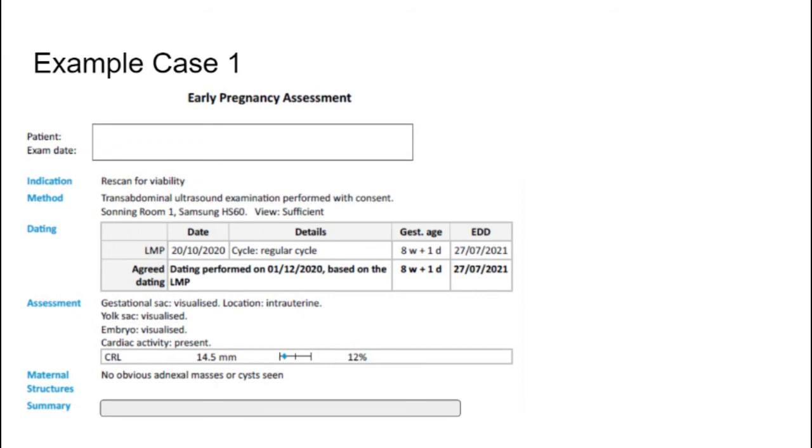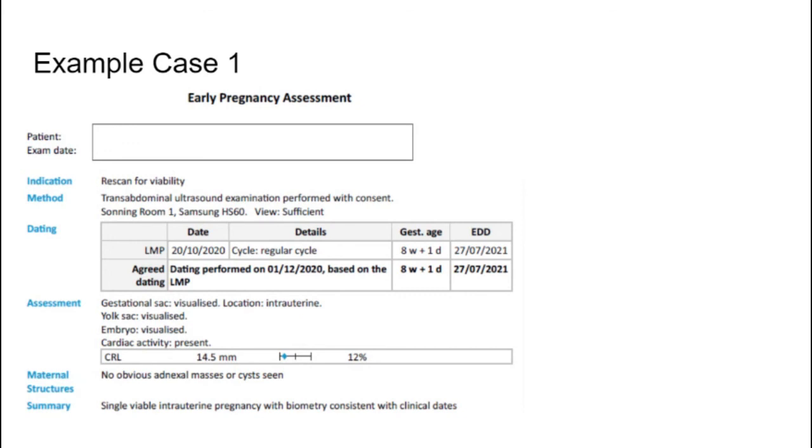They've commented that they can't see anything else obvious, no cysts or anything else. So the summary for this report is a single viable intrauterine pregnancy with biometry, so measurements, consistent with the clinical dates. So you can reassure this patient that actually this scan is okay, indicates a viable pregnancy, and that fits in with the clinical scenario given.